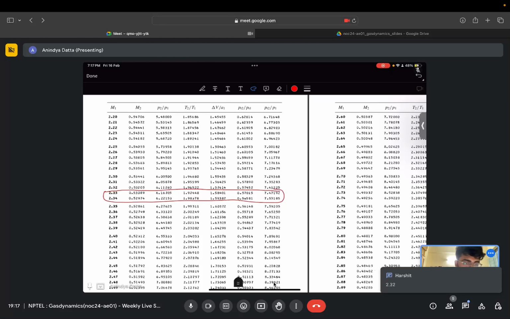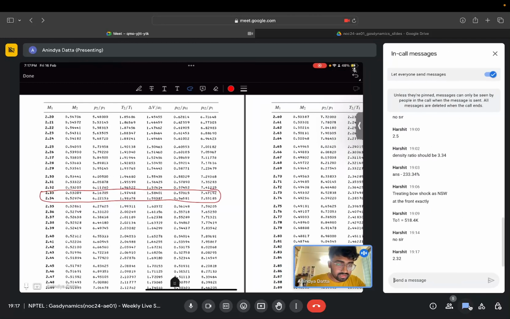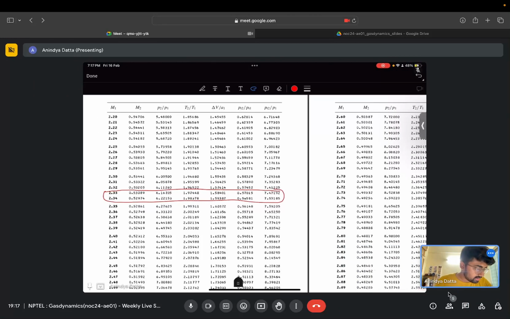Harshit, you are computing using formulas, okay, you can also do that. But let's go by the gas table. If you see here, this PT2 by PT1 value will come approximately between 2.33 and 2.34.